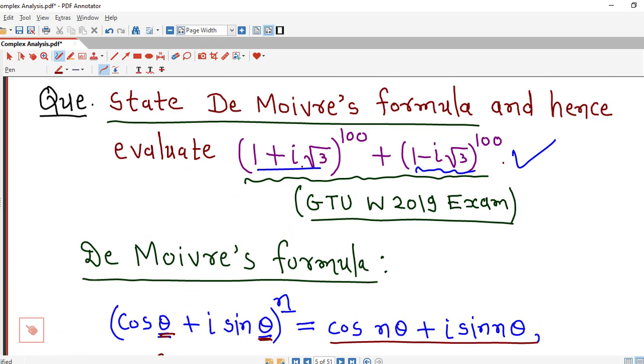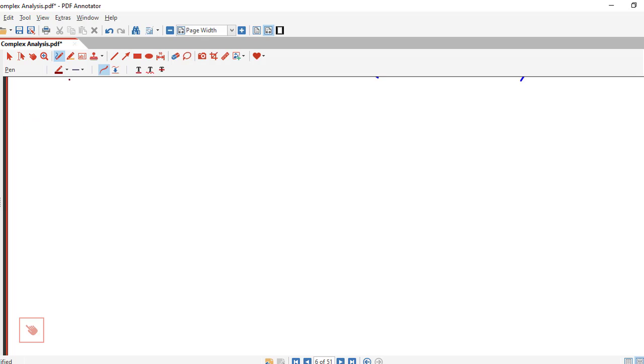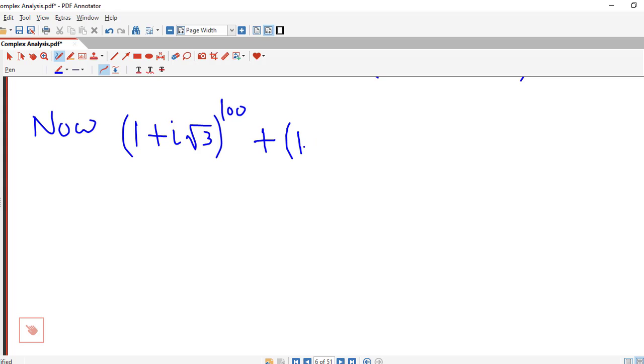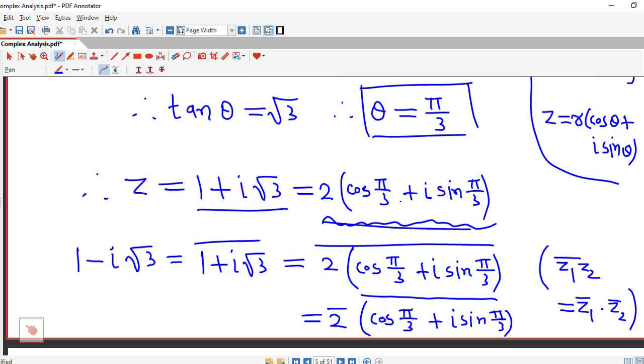First we write this expression: (1 + i√3)^100 + (1 − i√3)^100. So in the next step we write (1 + i√3) to the power 100 plus (1 − i√3) to the power 100. Now the polar form of 1 + i√3 is this one, 2 times (cos π/3 + i sin π/3), and we are taking the 100th power.